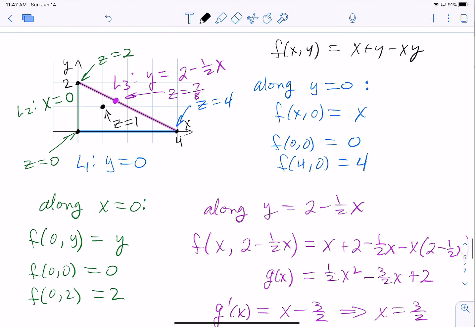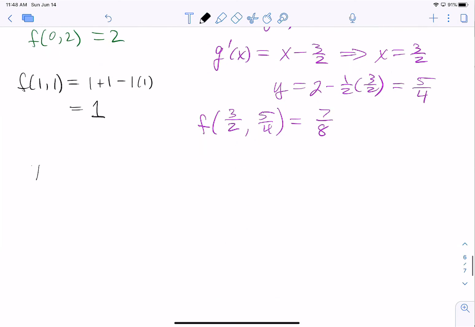So here's what we need to do. For all these z values that we wrote down, we need to identify which one is the largest and which one is the smallest. Our z values in order are 0, 7/8, 1, 2, and 4. Of all of these, z equals 0 is the minimum and z equals 4 is the maximum. So we can conclude by saying the absolute minimum is 0 and the absolute maximum is 4.